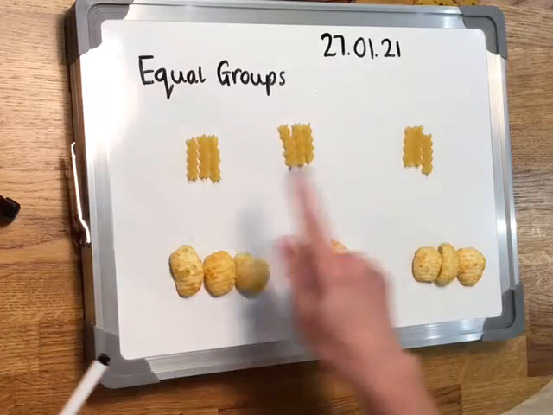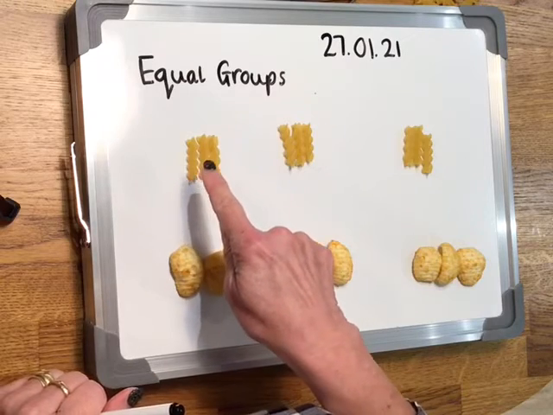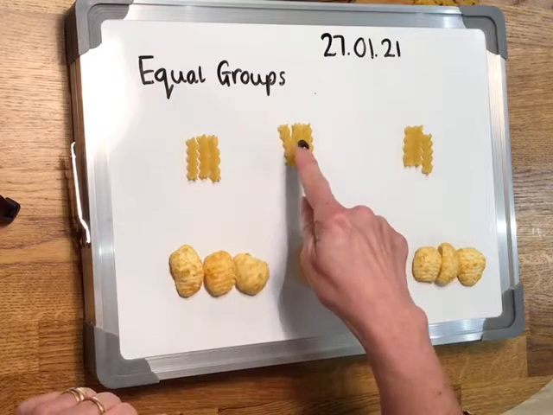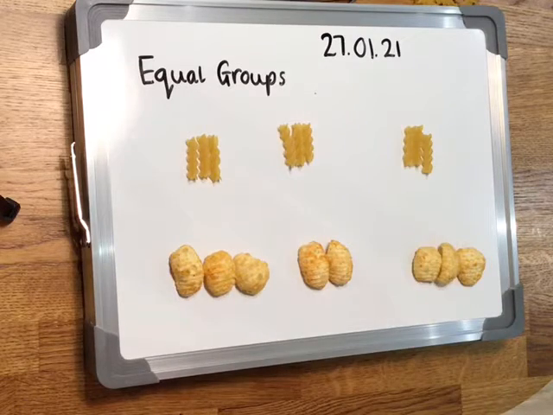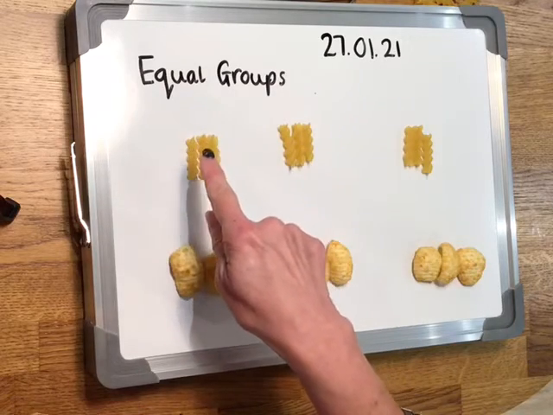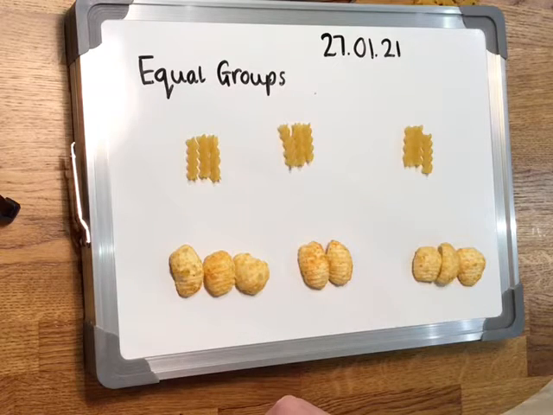Now, I have made some groups. Can you see here, I have got 3 groups that have got 3 things in each group. I could say that those groups are equal because there is the same amount in each group.